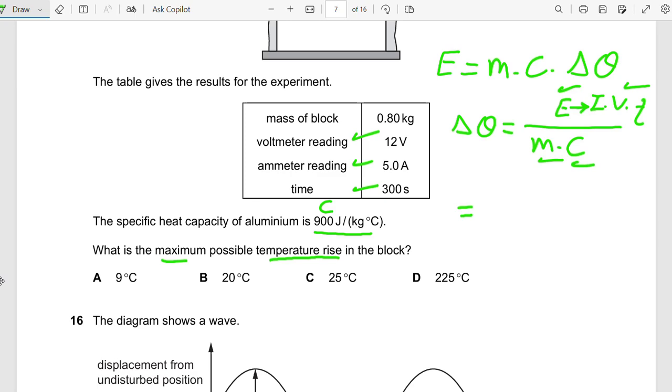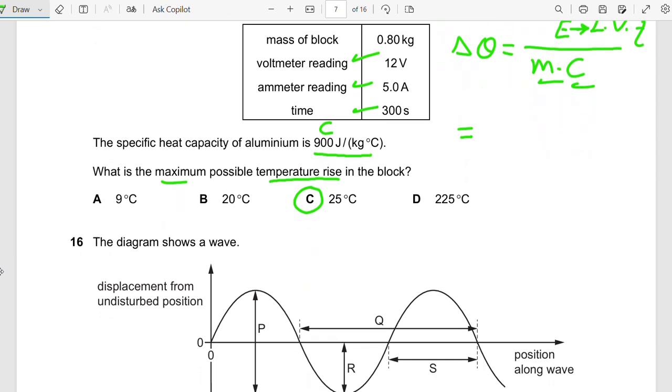You can put it in a triangle. I did it already, and I got the answer 25 Celsius degrees. So the correct answer is C. I hope it's clear.